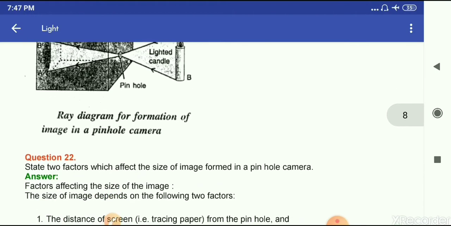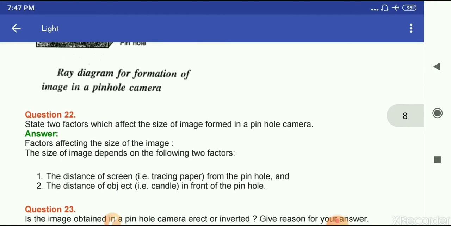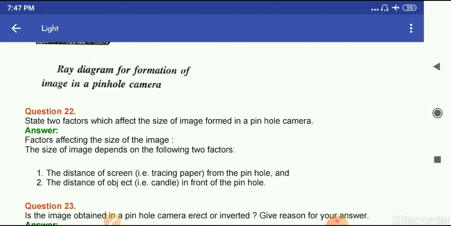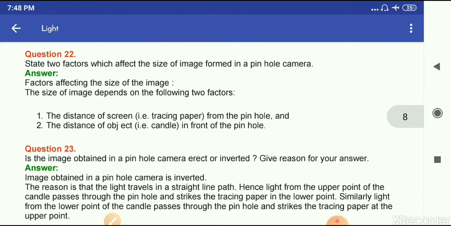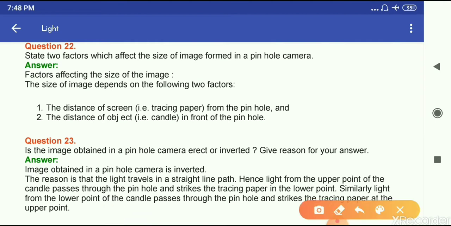Now question number 22. State two factors which affect the size of image formed in a pinhole camera. So factors affecting the size of image. The size of the image depends on the following two factors, that is the distance of the screen from the pinhole camera and the distance of the object in front of the pinhole.